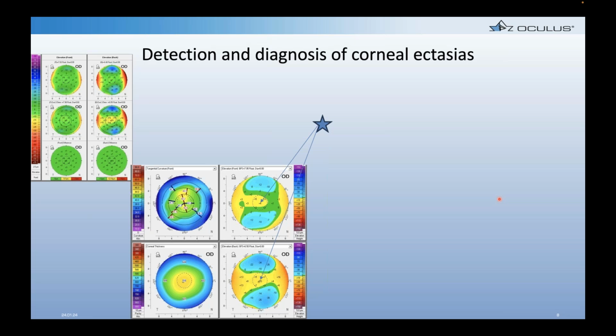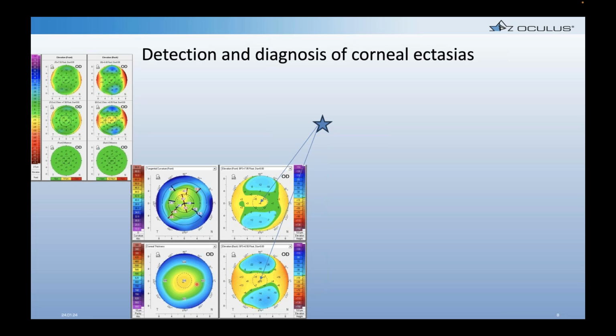And in particular, even as you see in the upper left, the Belin Ambrosio Enhanced Ectasia display is not detecting keratoconus in this patient. But if you look where I've got my little highlighter here at the anterior elevation of the eye, the front elevation and the back elevation, we do see that the patient's back elevation is a little bit greater than the front. And that should cause us to have a little bit of concern, especially in a younger patient, that this patient may actually be at risk for having early stage keratoconus.